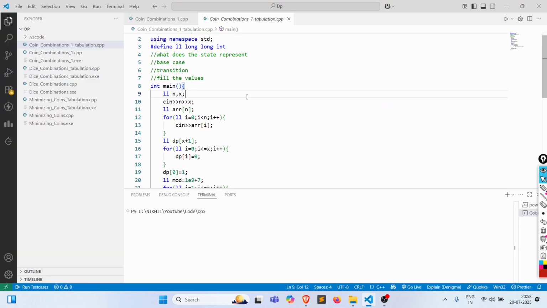So what we are doing here is just taking the standard input, and initially initializing a DP array. So what does the state represent? What might dp of i represent over here? dp of i represents the number of ways to make the sum i, given I have the coins and I can use them any number of times, and the relative ordering does matter. Then we are initializing the base case, dp of 0, as 1.